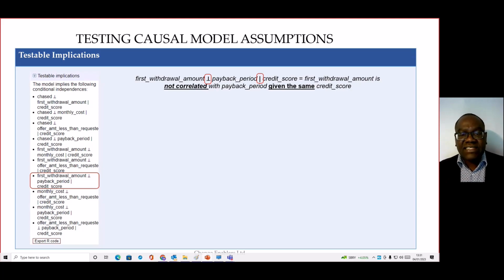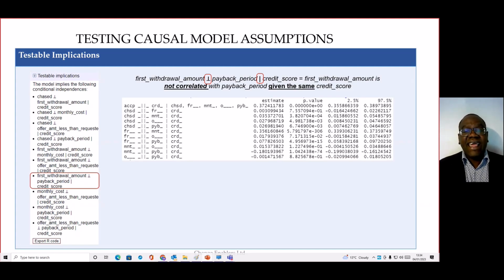So that testable implication can be read in full: the first withdrawal amount is not correlated with payback period, given the same credit score. In other words, if we examine customers with the same credit score, we should not observe any correlation between the first withdrawal amount and the payback period. And we can check if this is the case from the data in the event log.